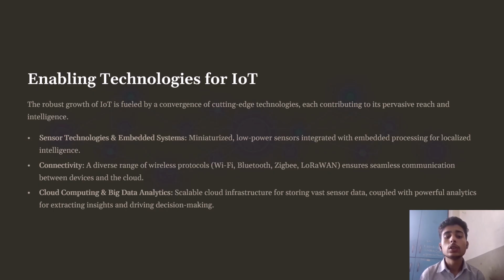Third one is cloud computing and big data analytics. So sometimes the data collected by sensors is so huge that it cannot be stored at one unit, and processing such an amount of data is a difficult task. In this case, cloud computing and big data analytics come into play, and it provides a large amount of space for storing this data, and it also provides new techniques for analyzing these big data.